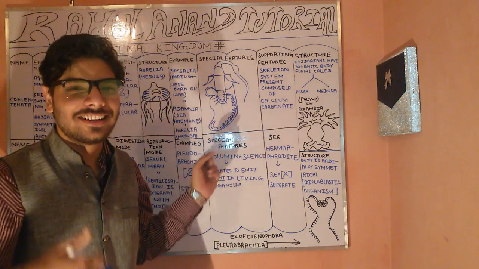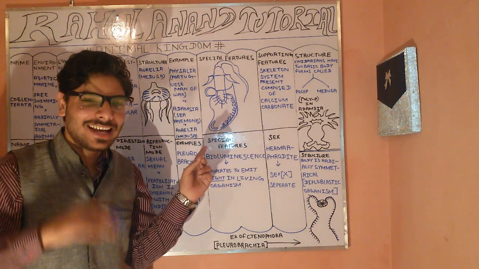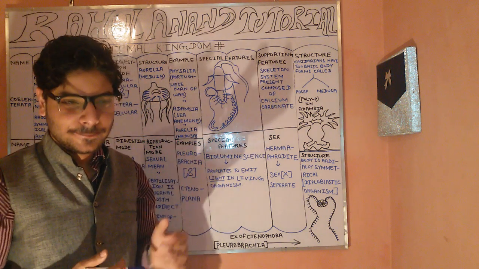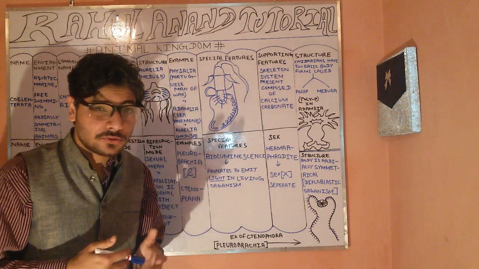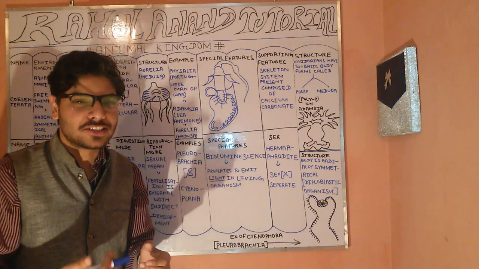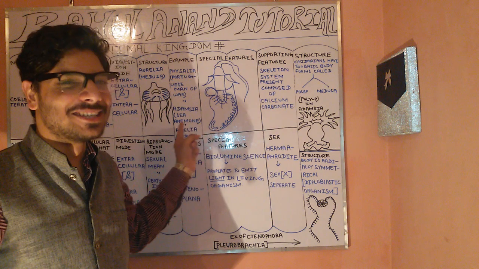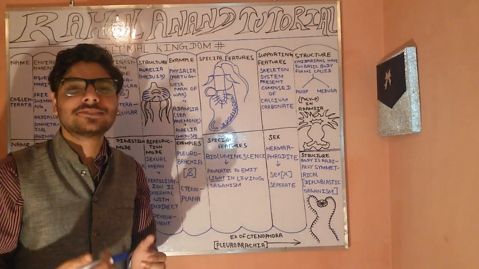Physalia, then the Aurelia, then the Adamsia, of course. After that, we have more things to go into: the supporting features. So what are the supporting features regarding these in the Coelenterata?